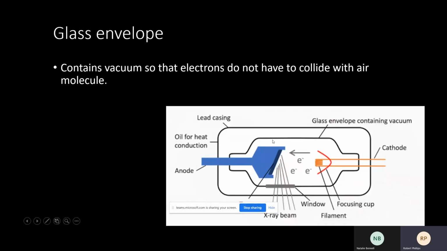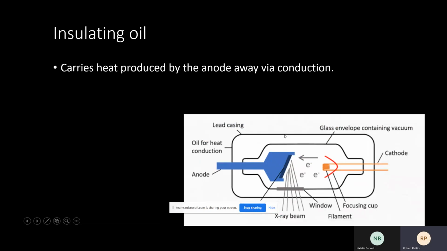And finally, the glass envelope, which is a vacuum tube, so that the electrons don't have to collide with the air molecules. Insulating oil between lead case and the glass envelope carries the heat produced by anode away via conduction. So that's all about X-ray tube. Do you have any questions? If not, then I move.